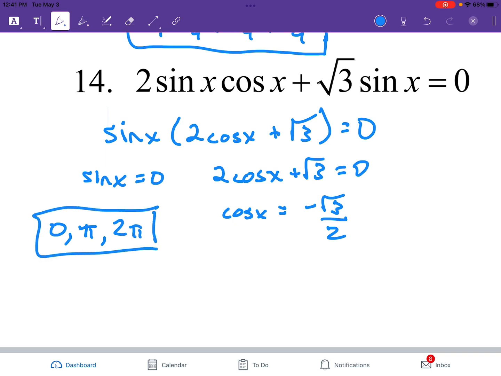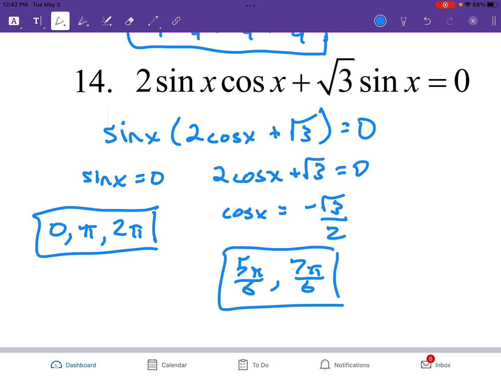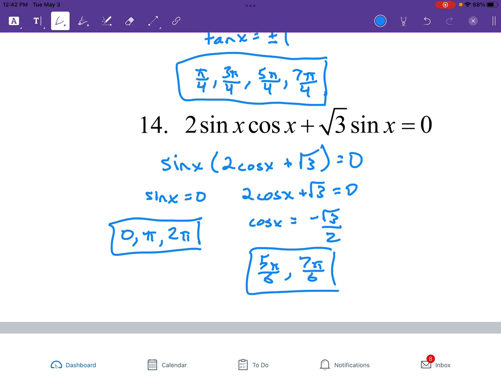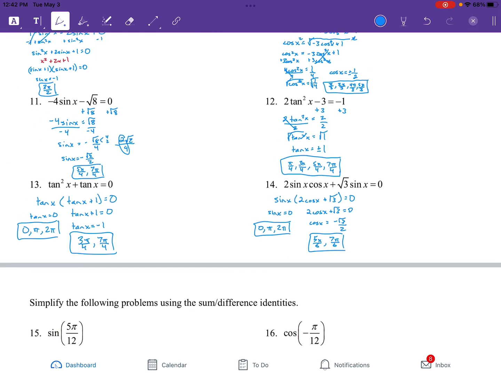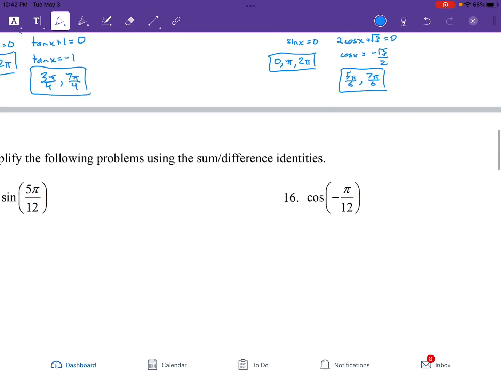And cosine of x is negative root 3 over 2 in 2 spots. 5 pi over 6. What is it, 6? And in 7 pi over 6. Okay, that's a lot of different examples of solving trig equations. Next, we move on to sum and difference identities.